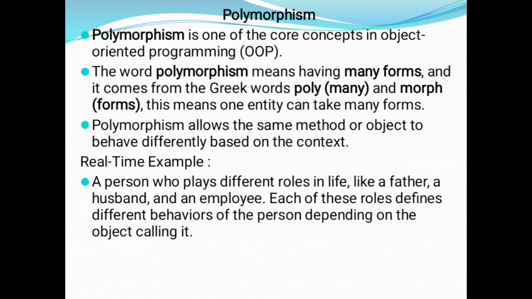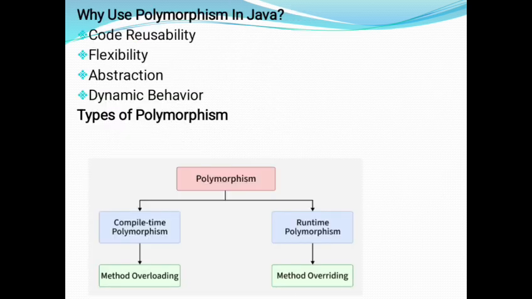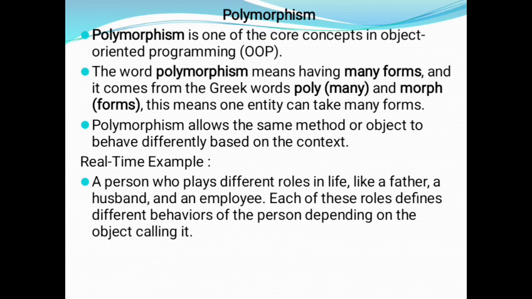There are two types of polymorphism available. One is runtime and another one is compile time. A real-time example of polymorphism is a person who plays different roles in life, like a father, a husband, and an employee. Each of these roles defines different behavior of the person, depending on the object calling. This is the real-time example of polymorphism.